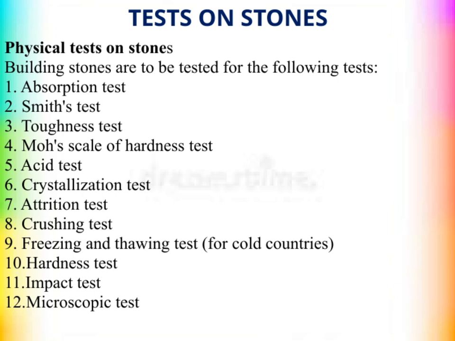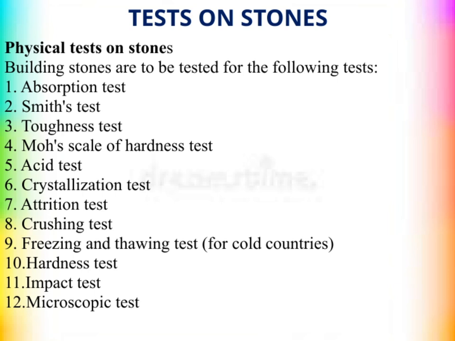The acid test is used to check the stone's chemical stability by observing how it reacts to acids, especially important in environments where acid rain is common. Crystallization test examines the stone's resistance to internal stresses caused by mineral growth within its pores, which can cause cracking. The attrition test measures how susceptible the stone is to wearing away through friction or rubbing. The crushing test evaluates its strength under compressive loads, which is fundamental for load-bearing structures.